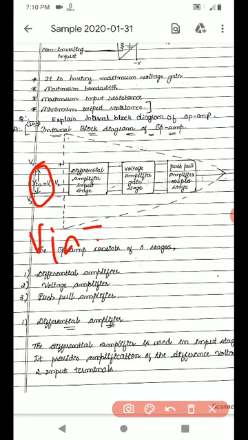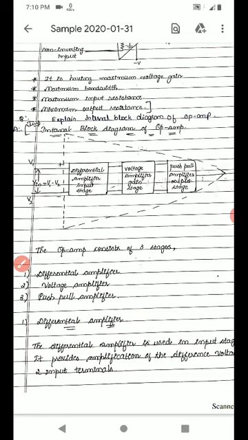Vin, that is the overall input, will be equal to V1 minus V2, because this is given for the inverting terminal and this is given for the non-inverting terminal. Hence I can take the difference between the two inputs. That's why it's called a differential amplifier.